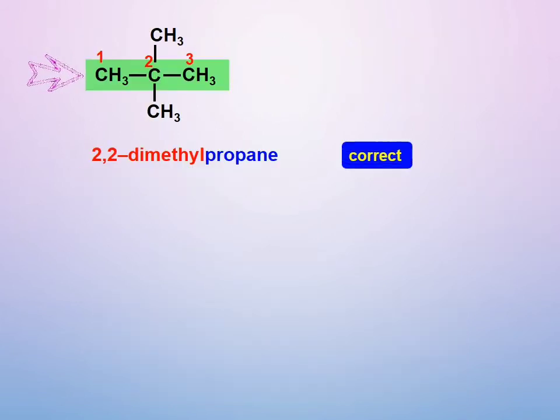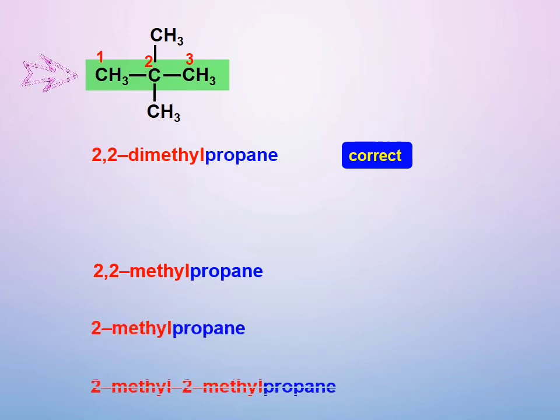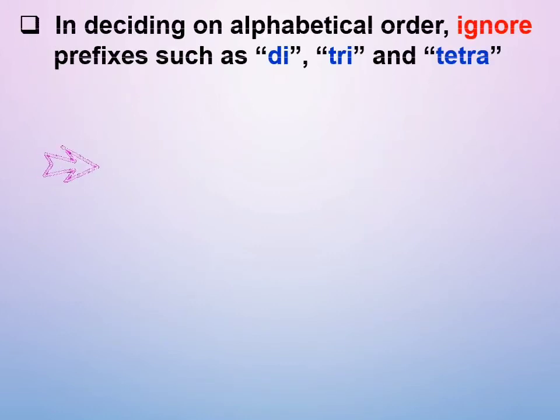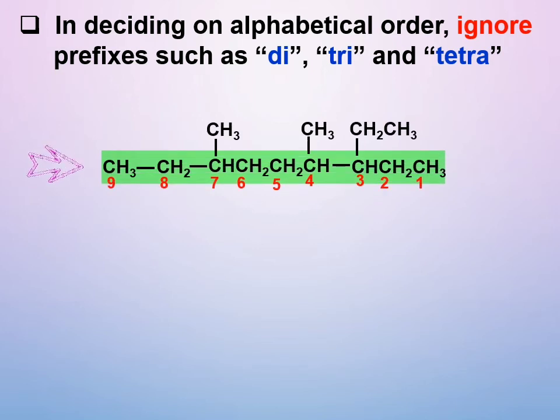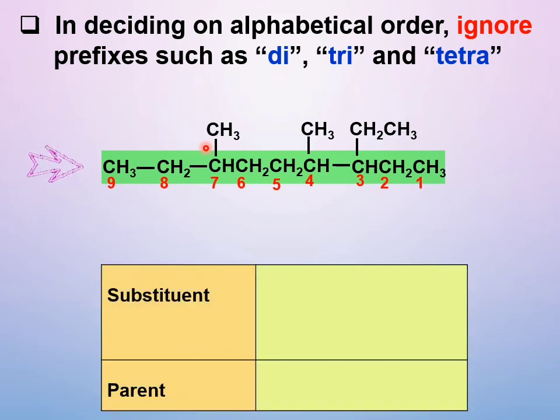Below are the common mistakes made by students. In deciding on alphabetical order, we ignore prefixes such as di, tri, and tetra. For example, there are three substituents in this compound: 3-ethyl, 4-methyl, and 7-methyl. Since I have two methyls, it will be dimethyl. So my substituents are 3-ethyl and 4,7-dimethyl.